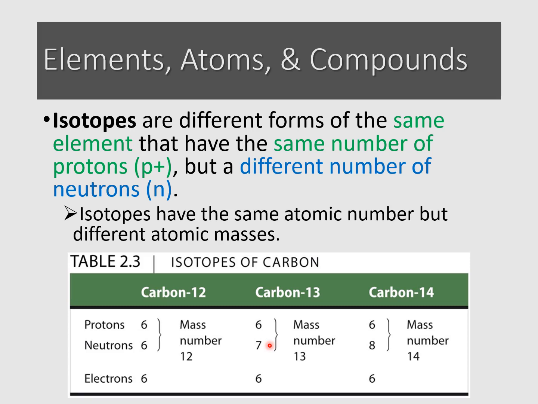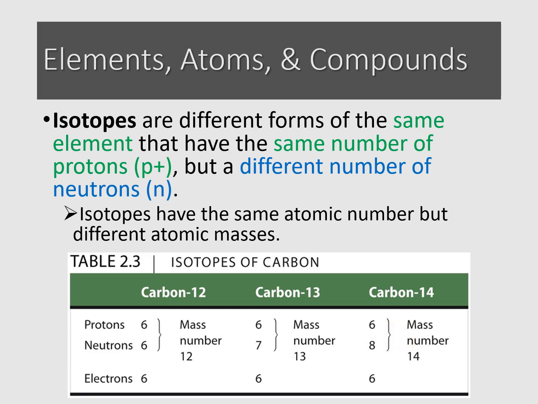So now we also have carbon 14. Same thing, we have the same number of protons. We've now added 2 neutrons, so now we have 8 neutrons. So our atomic mass is going to be 14 because we've added our protons and neutrons together.